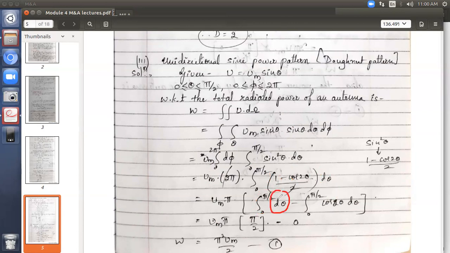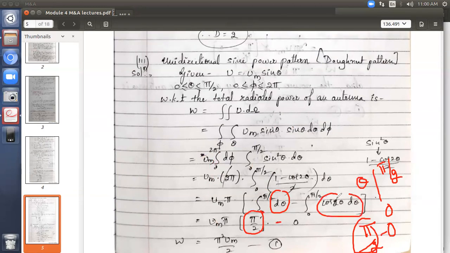Okay, splitting the integration. Then apply the integration. Integration of d theta is theta. The range is 0 to pi by 2. So substitute the limits. Upper limit is pi by 2 minus lower limit is 0. So you'll get pi by 2. So I have done that, pi by 2 here, minus. Now, what is the integration of cos? No, I think sine 2 theta. Integration of cos 2 theta is sine 2 theta divided by 2, because this 2 is also there here. So divided by 2, the range is between 0 to pi by 2.